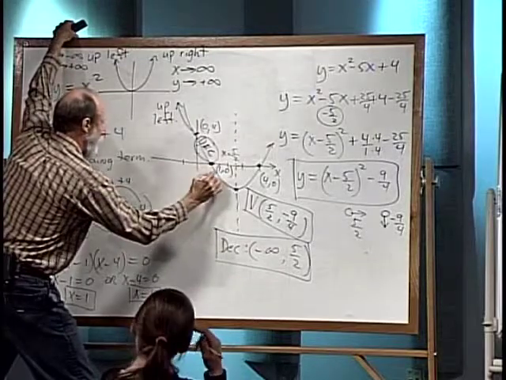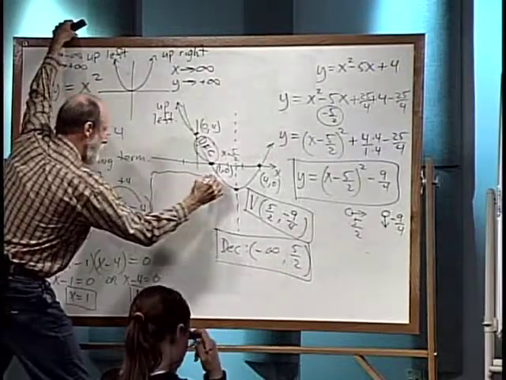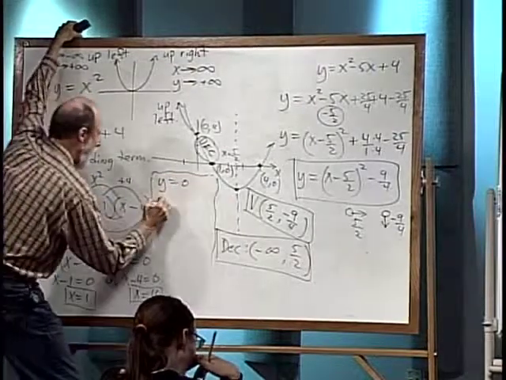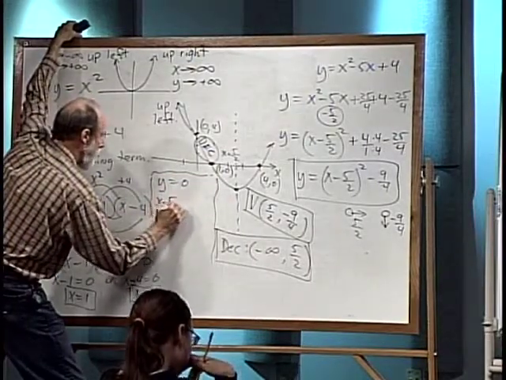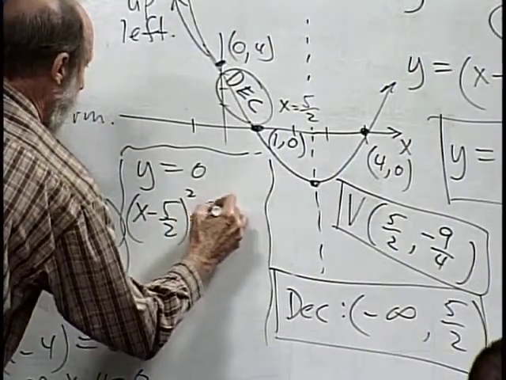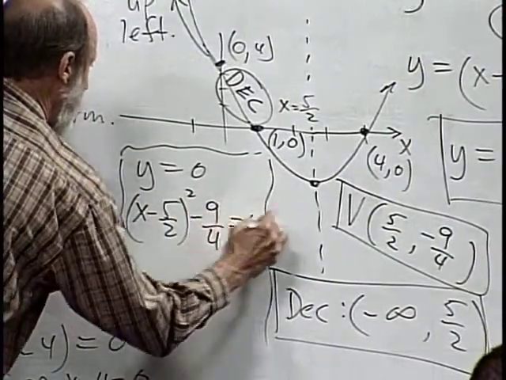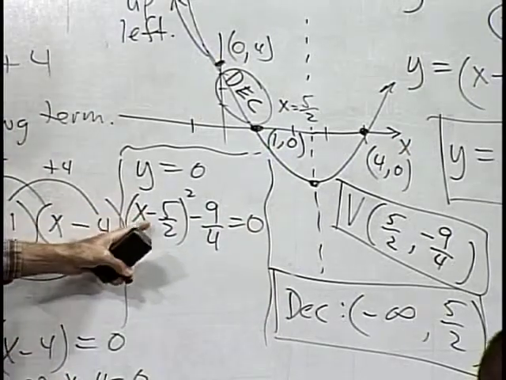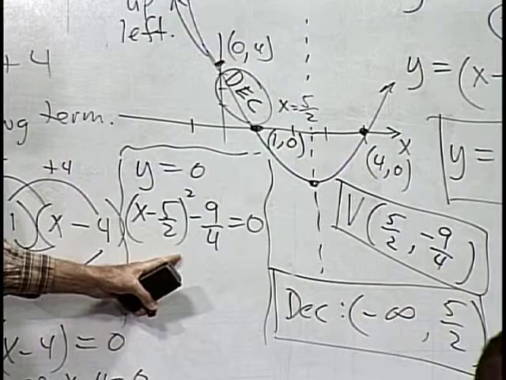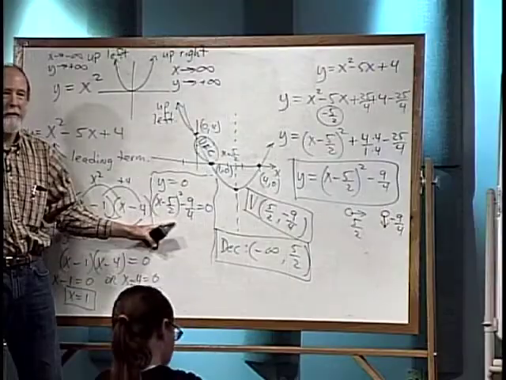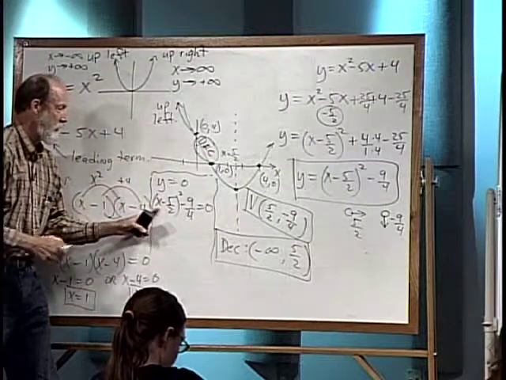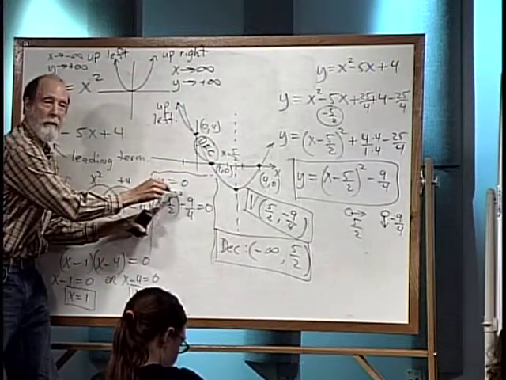Let's try to tuck it in right here. Let's let y equal to 0. So we have a binomial square minus 9/4 equals 0. Right here. Feel good? The unknown x that we're looking for is tucked inside this square, isn't it?